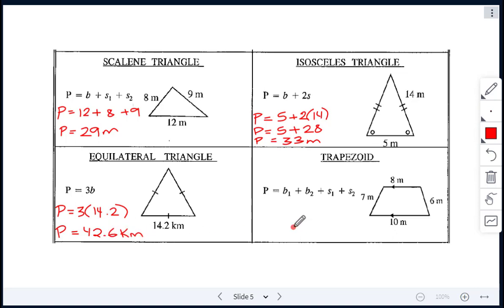Last one here is the trapezoid. For a trapezoid, we have the two bases and then the two sides. So base 1 plus base 2, side 1 plus side 2. So 10 plus 8 plus 7 plus 6, which gives me 31 meters.